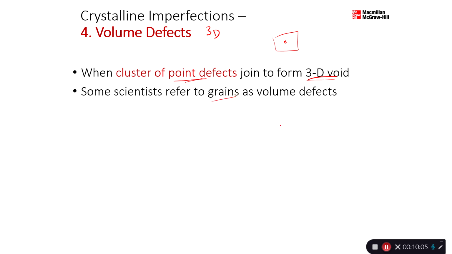Remember grains? Okay, we have a whole, let's say, material here, and the grains, just like what you saw in the previous diagram. Okay, so let's say there are grains here. So some scientists even refer to the grains that are formed as a defect. So grain boundaries are defects. The grains also can be defects.